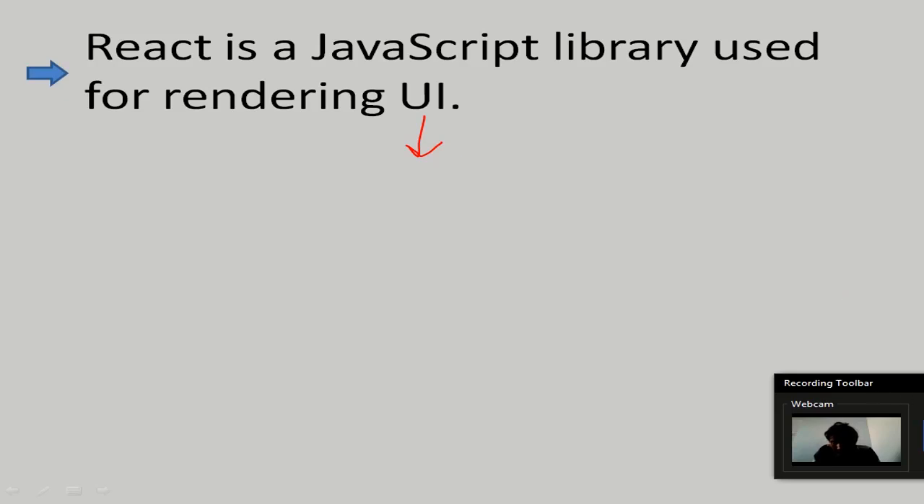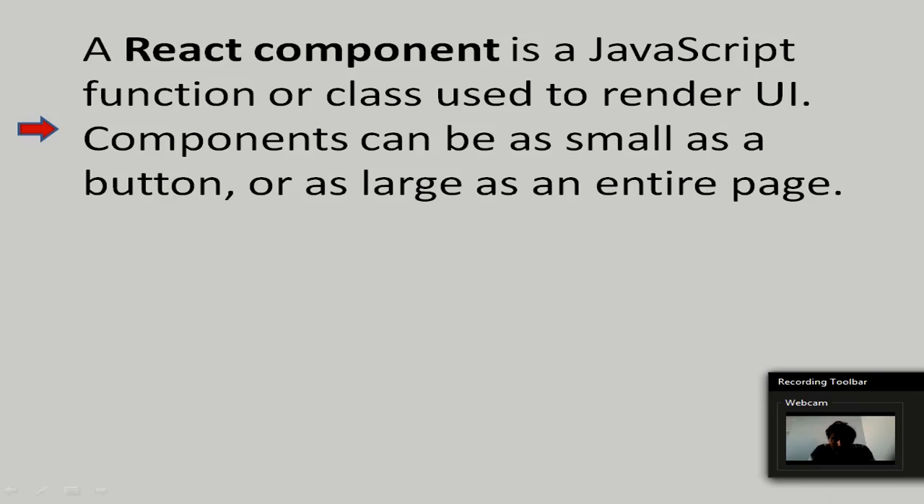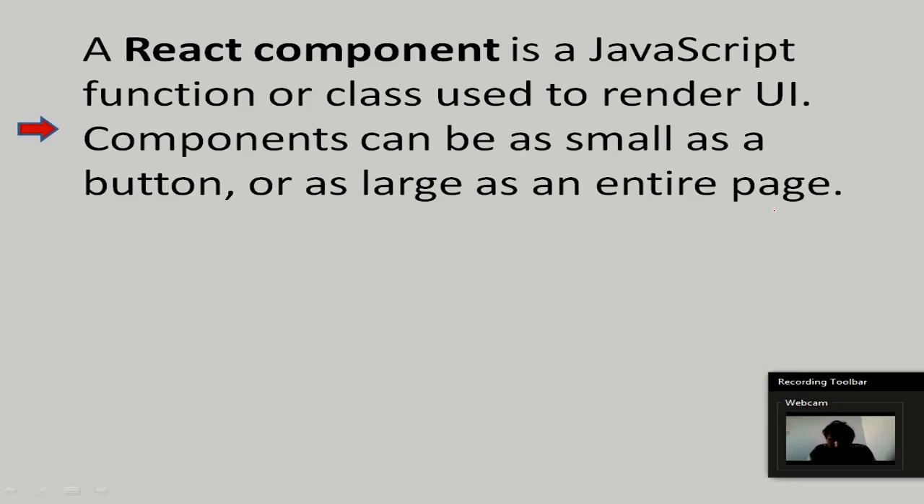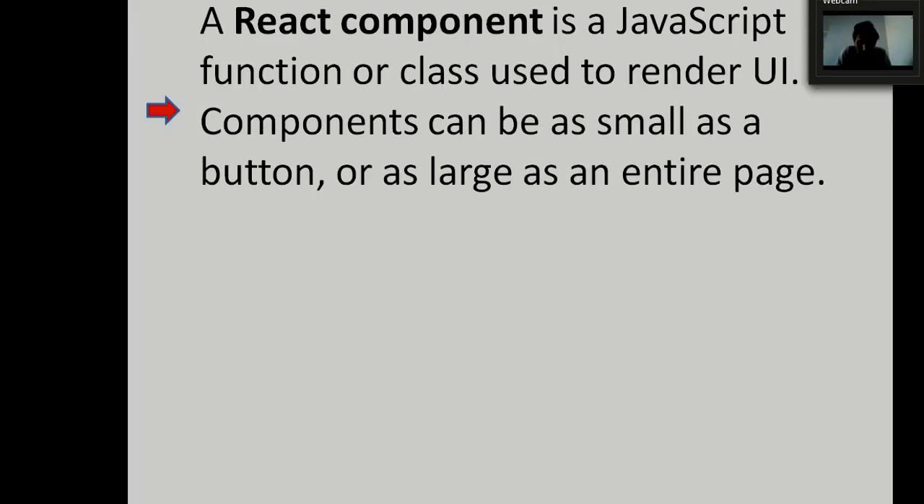Here is the definition of a component, which you can tell in any interview. A React component is a JavaScript function or a class used to render UI. Components can be as small as a button or as large as an entire page. Now we have seen what components are, so let us see how many types of components there are.